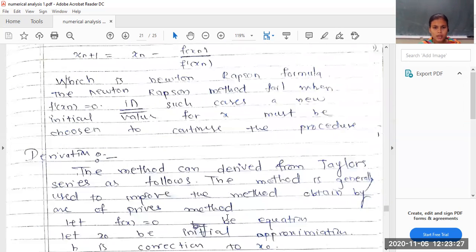Similarly, you can find the formula for xn plus 1, which will be xn minus f of xn divided by f dash of xn. So the Newton-Raphson method fails when f dash is equal to 0. At that time you have to go back and select the correct x0. If you select the correct x0, then you can follow the procedure.